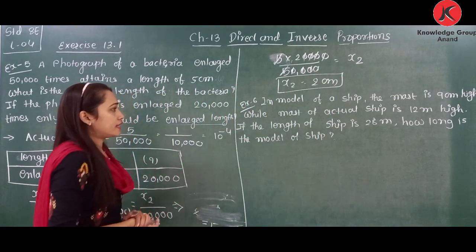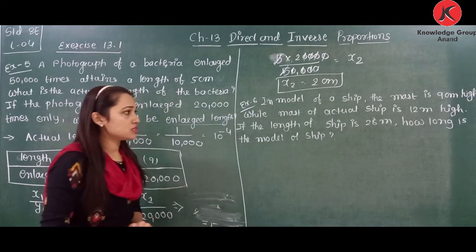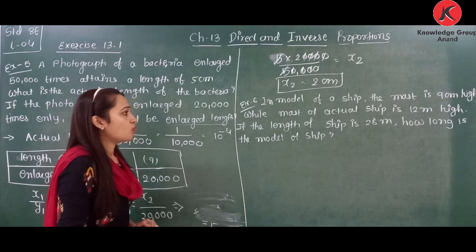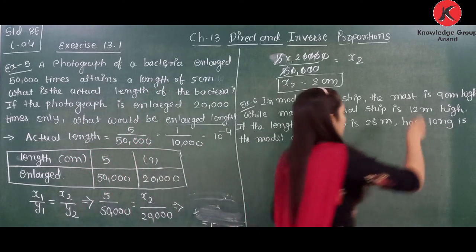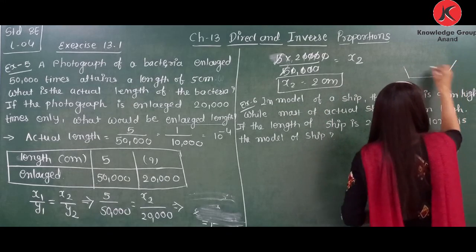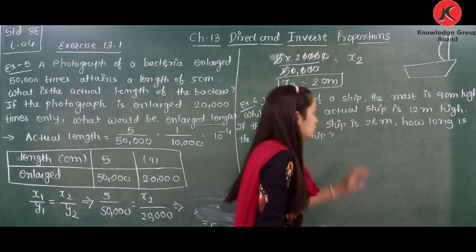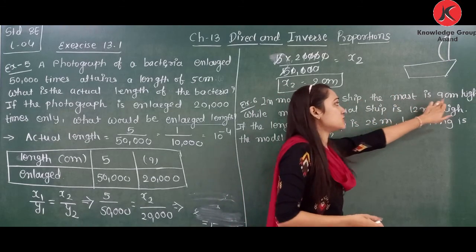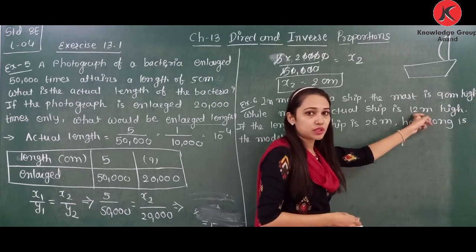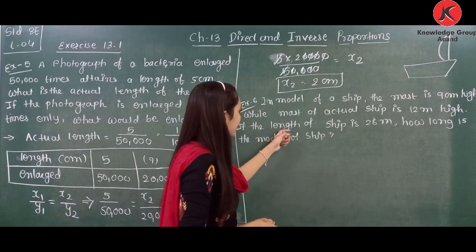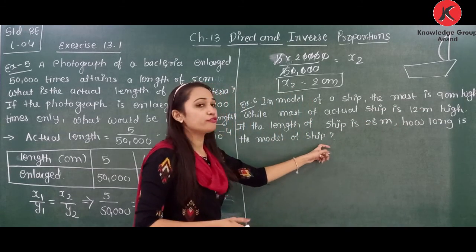Now next, example 6. In a model of a ship, the mast is 9 cm high while the mast of the actual ship is 12 meter. So if we consider this kind of ship, then this will be the mast. So in a model, the length of the mast is 9 centimeter when the actual length of the mast is 12 meter. So if the length of the ship is 28 meter, how long is the model?